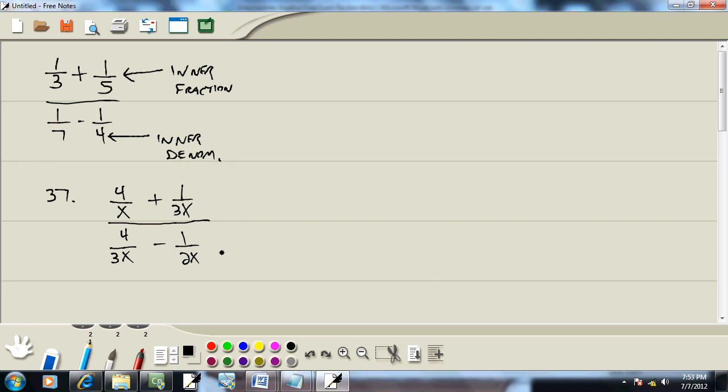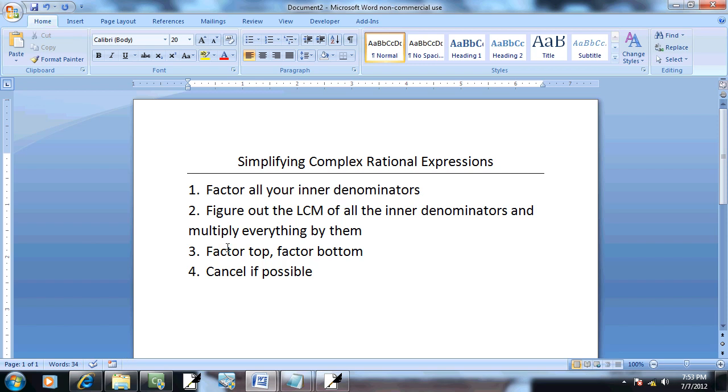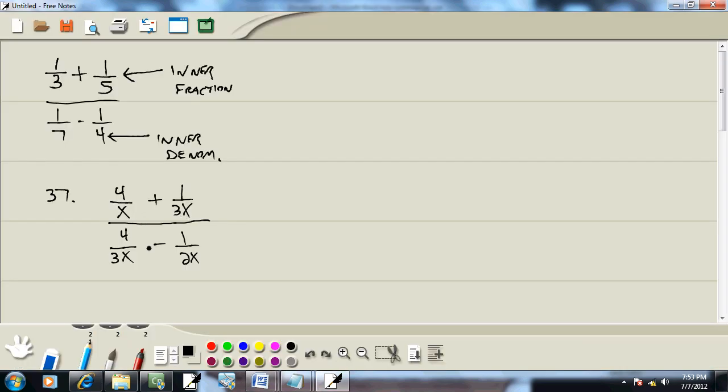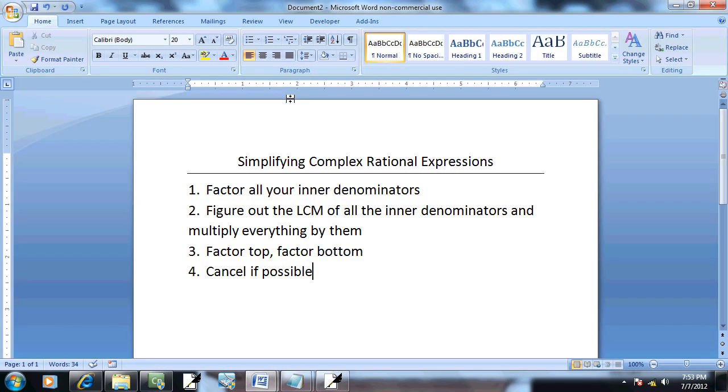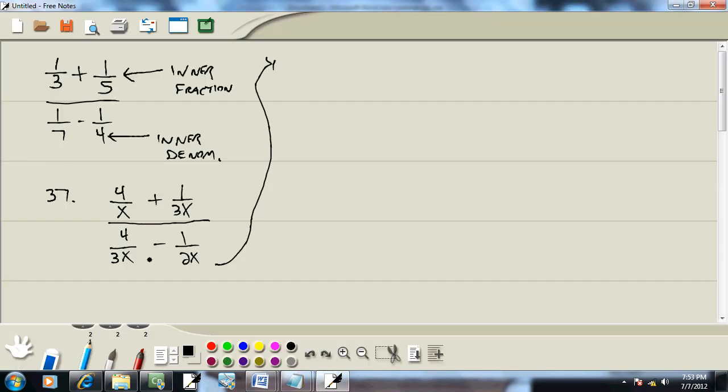Now, go back to my steps. First step, factor all your inner denominators. x, 3x, 3x, and 2x. I can't factor anything there. So we jump directly to step 2, figure out the LCM of all your inner denominators and multiply everything by them. Well, if I look at the numbers, 3, 3, and 2, and I figure the LCM of those separately, that's 6.